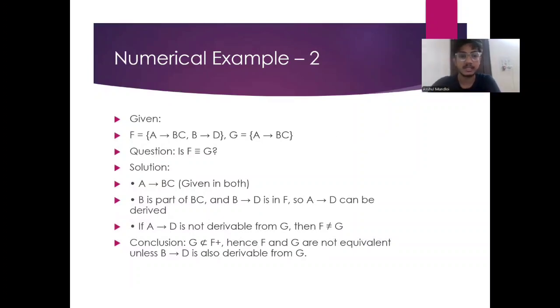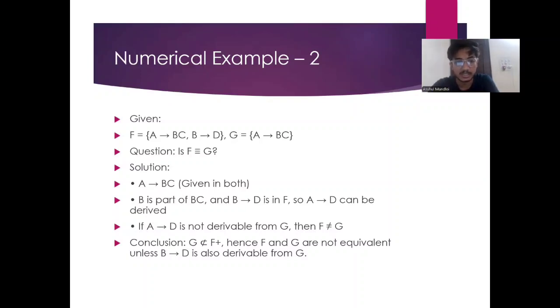Another example: here we can see that we have given A tends to BC and B tends to D in F, and in another function G, we have A tends to BC. So the question is, is F equivalent to G? Here's the solution below. It describes that A tends to BC is given in both. B is a part of BC, and B tends to D is in F. In F, B tends to D and B is a part of BC also. So A automatically tends to D can be derived.